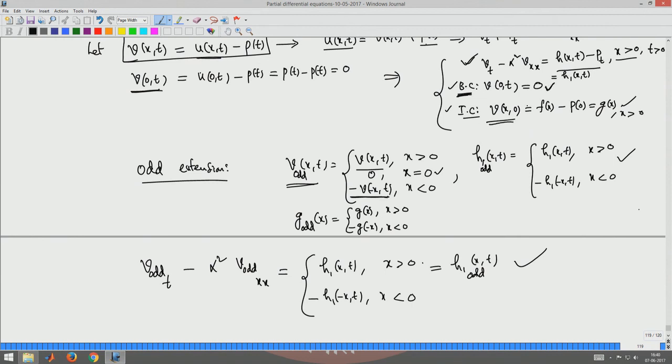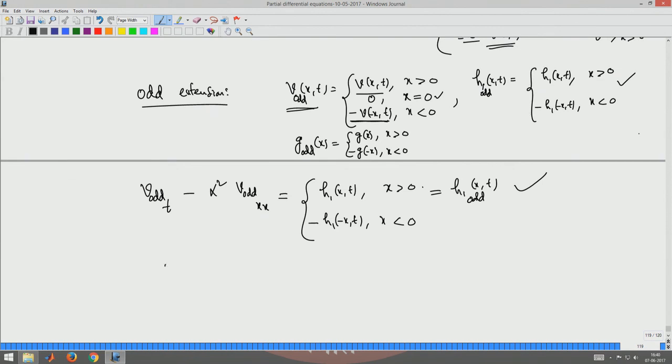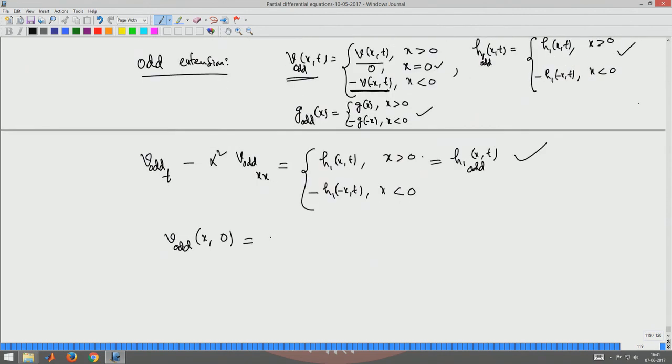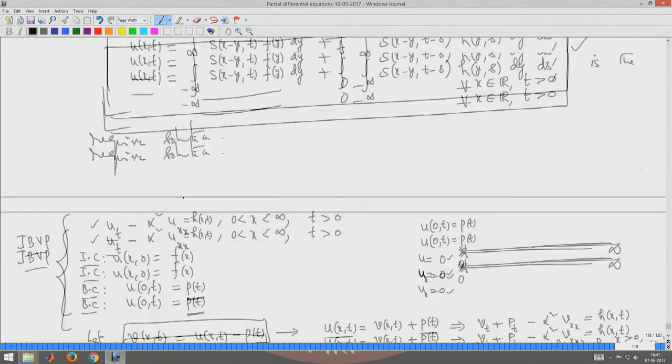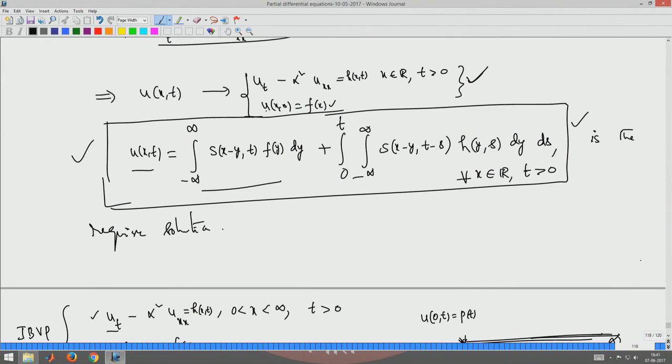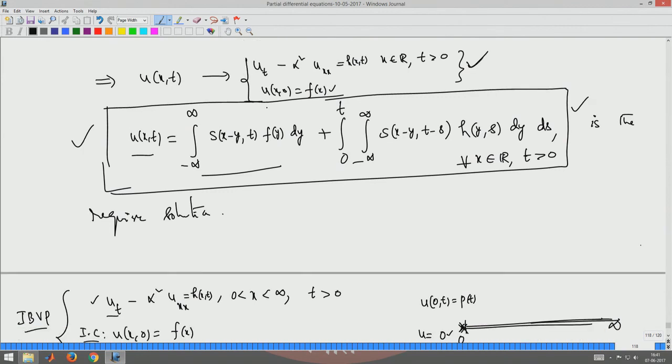Now, you have to see what v odd is at time t equal to 0. At t equal to 0 this becomes g of x and minus g of minus x, that is nothing but g odd. So, you extend it as an odd function, and this holds for every x in the full real line and t positive. This problem we solved just now. So, this is the solution for such a problem: the non-homogeneous equation with non-homogeneous data.